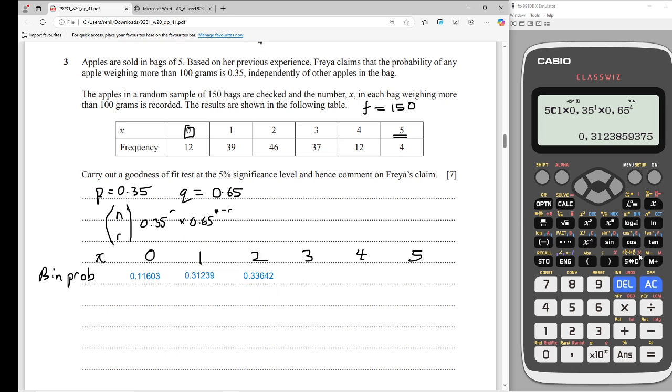Okay, next up we have when the value of r equals 3, which means 5C3, and over here we have 2 power 3, over here we have 2, and our binomial probability for when r equals 3 is equal to 0.18115.